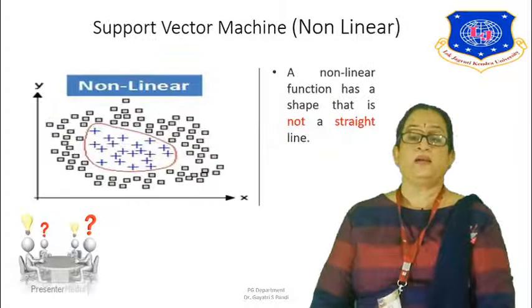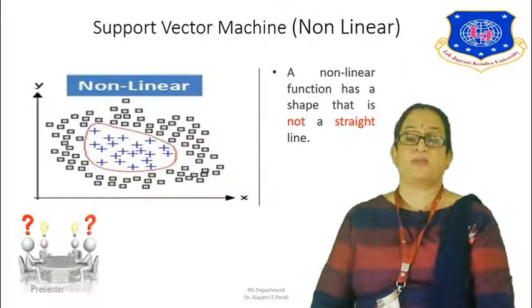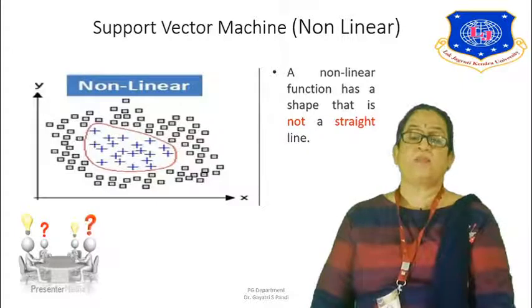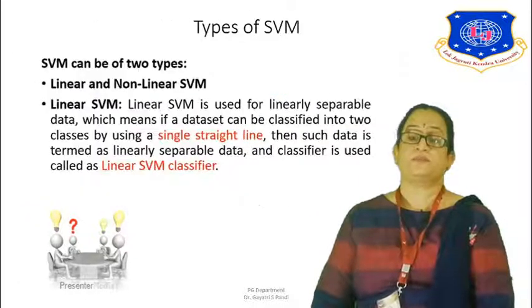Now non-linear data are those data which cannot be separated by a line. A line will not work there, or you have to have multiple lines, so making a decision is going to be a problem. It's not a straight line basically. Here you can see the plus signs and the squares are separated by using a circle. Such data, where a line cannot be used for separation of the data points, is called non-linear data.